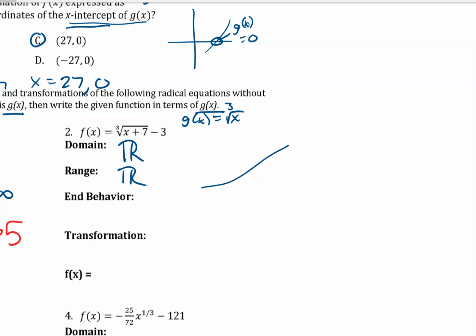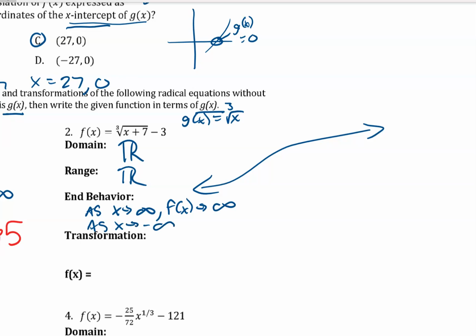So this is one of those graphs. It says not to graph it, but it's going to look like that. So I know my end behavior. As x approaches positive infinity, f of x will approach positive infinity. As x approaches negative infinity, f of x will approach negative infinity.